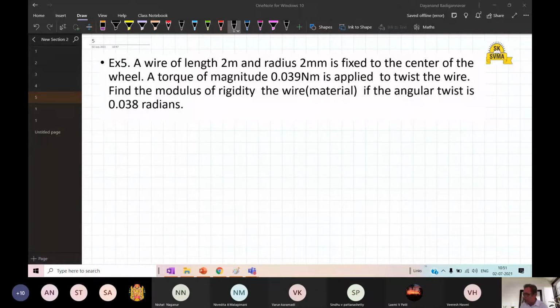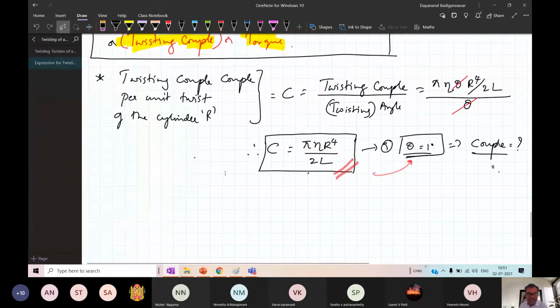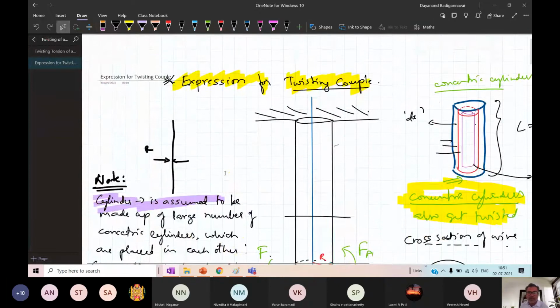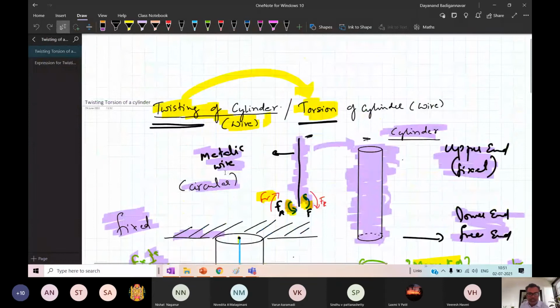We have been discussing module 2. It was a lengthy module for us. We have discussed a lot of things in the earlier class. In the last class, we discussed what is twisting of a couple, or torsion of a cylinder, or twisting of a cylinder. Both mean the same. This is what we have discussed.